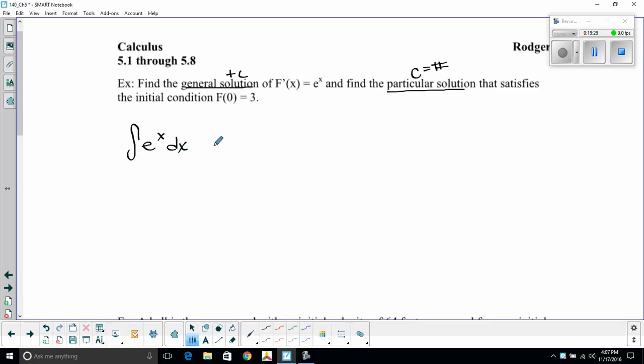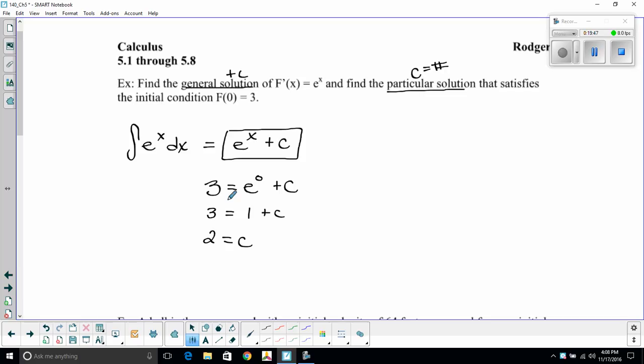All right, well, the derivative of e to the x is e to the x, so we're just going to get e to the x plus c. All right, so then 3 has to equal e to the 0 plus c. So then that's 3 equals 1 plus c. So 2 equals c. So my particular solution would be f of x equals e to the x plus 2.